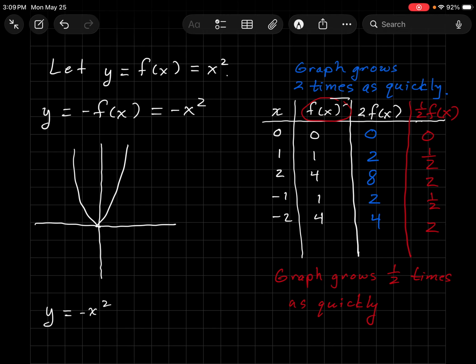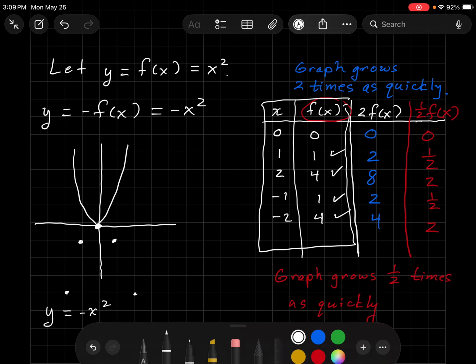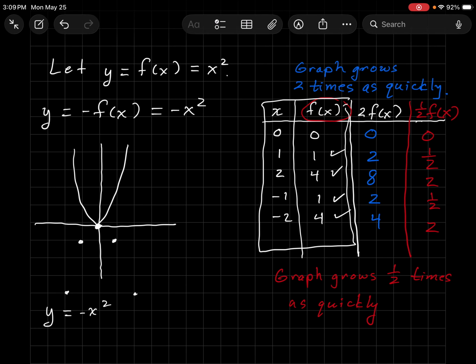Well, the same thing that we did before we can do here. We can take our original y values and multiply each of them by -1. So 0 stays 0. Our 1 becomes -1, both in x is 1 and x equals -1. The y of 4 becomes -4. And then let me change the color. Let's make that green. And this is the graph of y equals negative x squared.